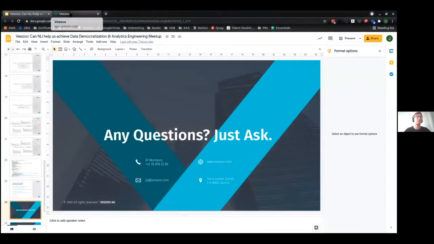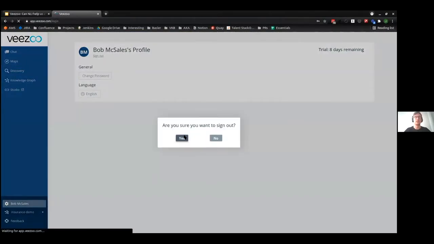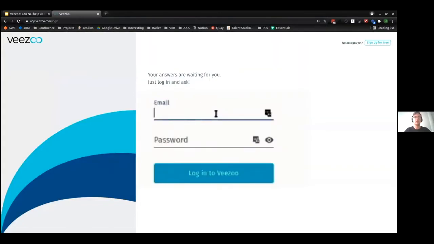And just briefly, let me show you behind the scenes. I'm just going to log into a different user. We're kind of something between a Looker and a natural language interface. So it's always writing SQL. Just one second. It's always writing SQL, and you can actually find concepts in Veezoo itself. Oops, no, it's the wrong one.